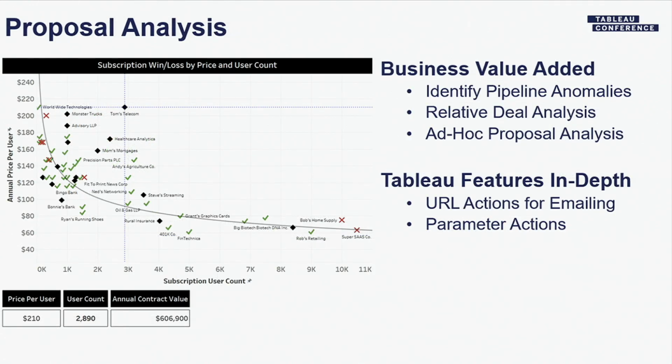So with the business value that we have here, we identified that pipeline anomaly, that deal that was stuck at list price in the system that clearly wasn't right. We looked at relative deals and compared them to one another, and we did some ad hoc what-if: if we price something this way, what does that look like? And I showed you one newer feature, parameter actions, that came out earlier this year, and an oldie but a goodie of using URL actions to email customers or sales reps.